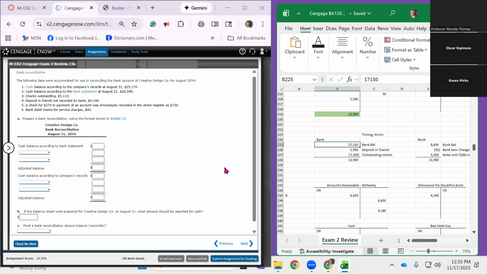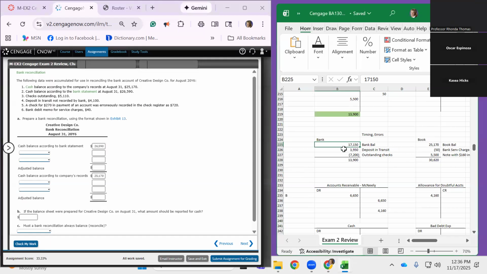Okay, so according to the company's records, which is right here, it's 25,170. So I'm going to put that over here, 25,170. Okay. And then according to the bank's balance from the bank statement, 26,590. By the way, you have to print out the bank statement and have that at the ready, or at least have that available to prove how much it was. So we've got the two bank balances in.